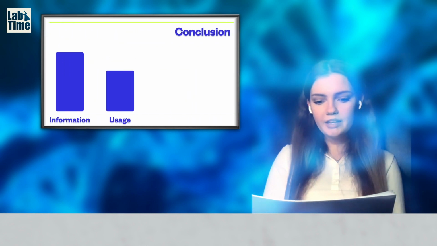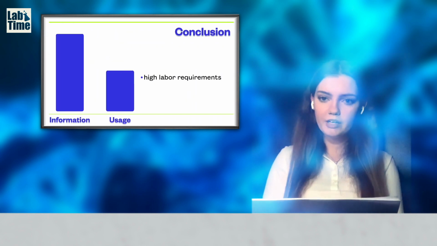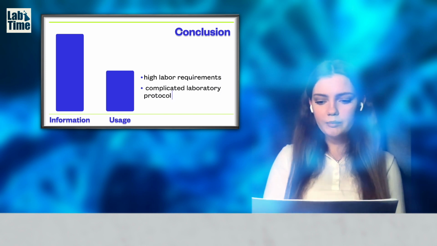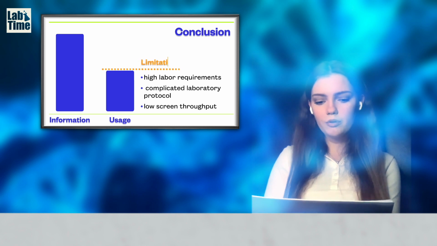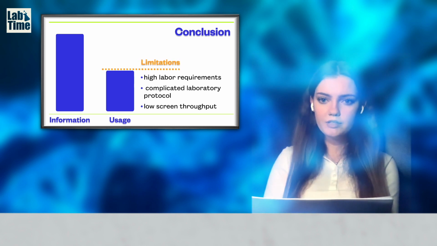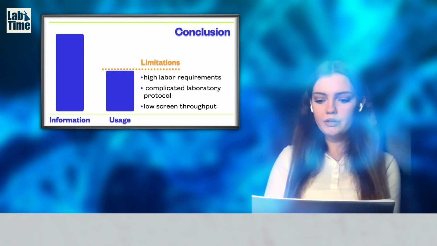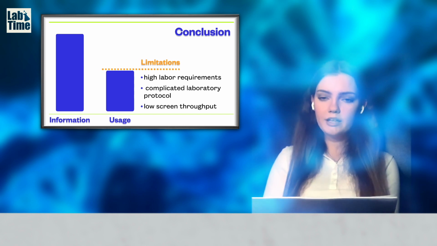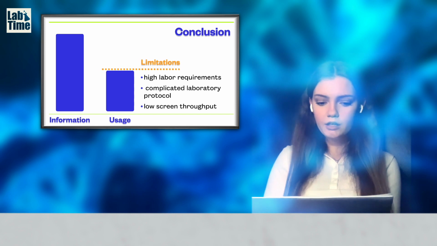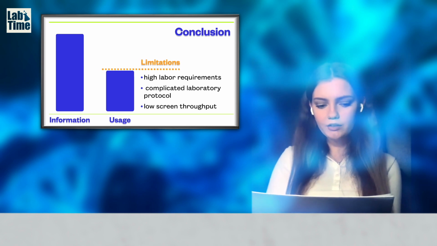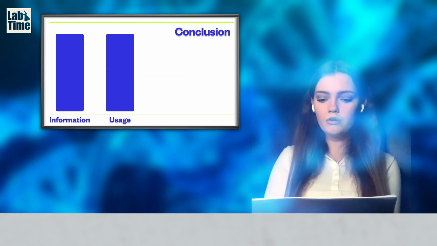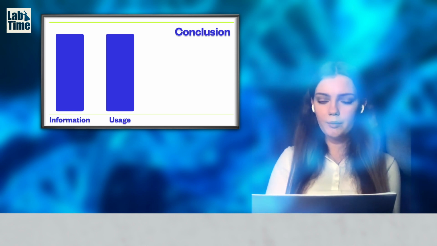Although the patch clamp techniques can provide a high amount of information, their high labor requirements, complicated laboratory protocol, and low screening throughput bring some limitations to their usage. However, the research on the physiological properties of ion channels is a rapidly evolving area of study. There have been developments on, for example, several automated patch clamp systems in the past years, so these limitations are already on the way of being overcome.